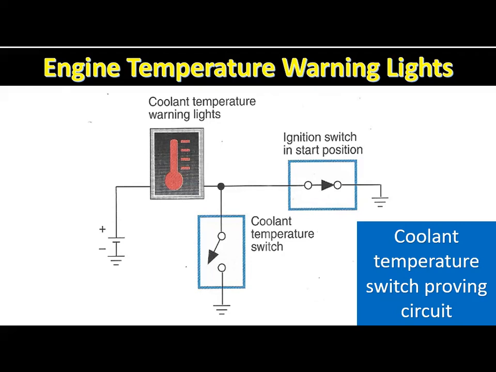Many temperature warning lights have a proving circuit in the ignition switch. When the ignition switch is in the start position, the proving circuit contacts in the ignition switch ground the temperature warning light. This illuminates the temperature warning light while cranking the engine and proves that the temperature warning light bulb is operating.